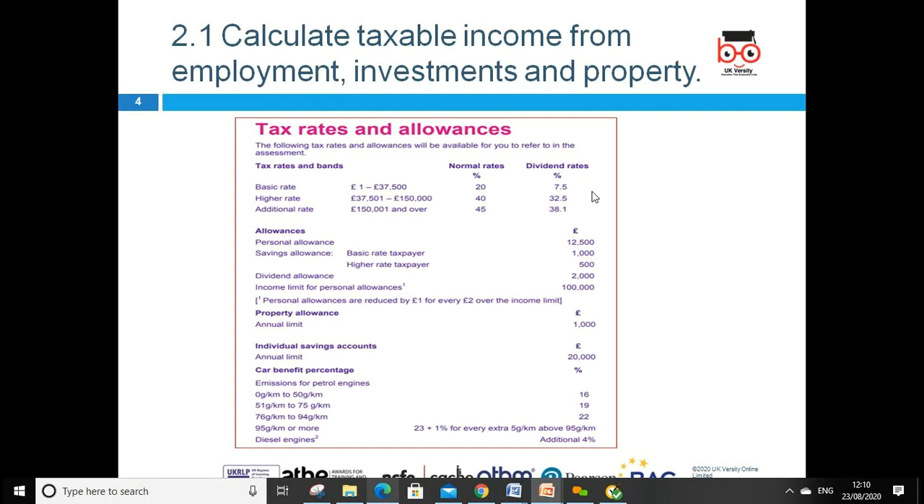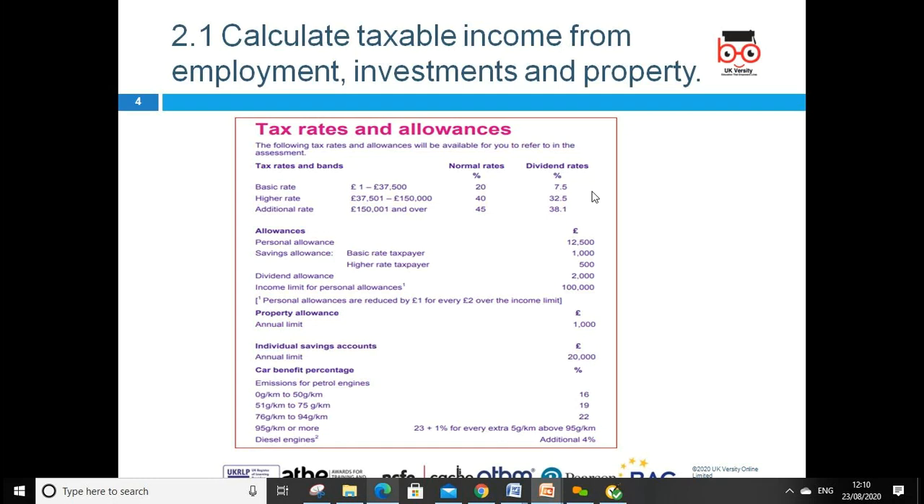If you have a savings allowance, you're investing money into savings accounts, and if your income is up to 1,000 and you're a basic taxpayer, because your taxes fall in the 20% bracket, the first 1,000 will be exempt. Anything more than 1,000 you will pay tax on according to the rates here.